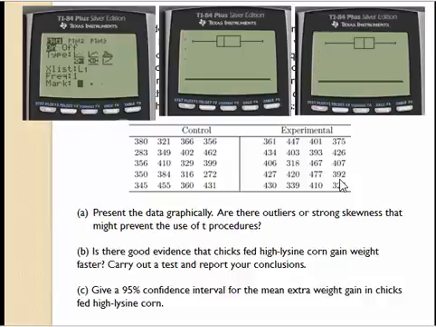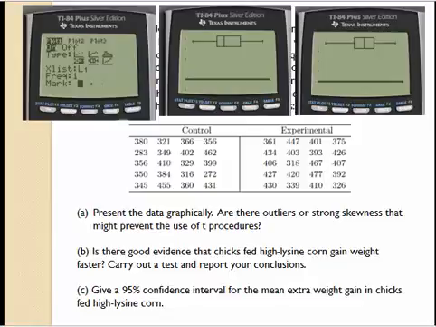The second one's pretty close to symmetric. It looks really symmetric to me. The other one looks like it's a little skewed to the right, but not too bad, and there's no outliers, so it's pretty safe with these sample sizes to go ahead and use the t-procedures.